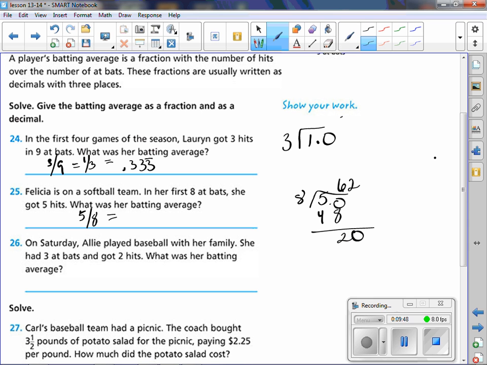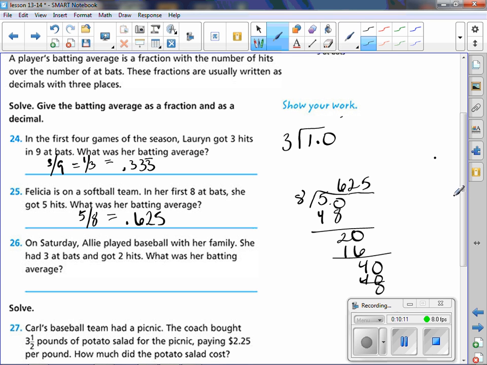2 times 8 is 16. Subtract out, I get a 4. Bring another 0 down. 40 divided by 8 is 5, because 5 times 8 is 40, and then I get my 0. Okay, so her batting average is 625 thousandths. That's the batting average.